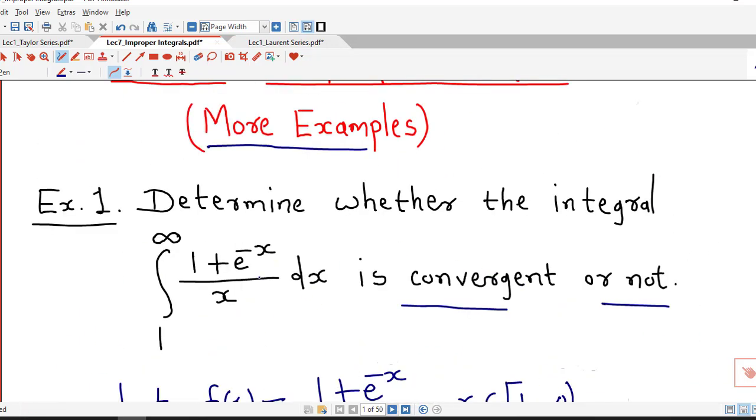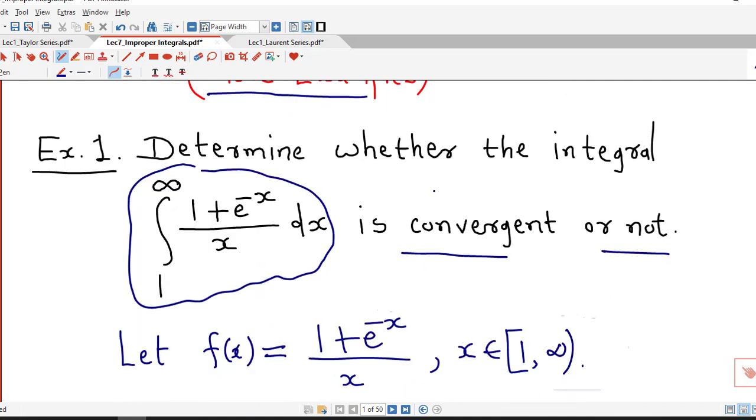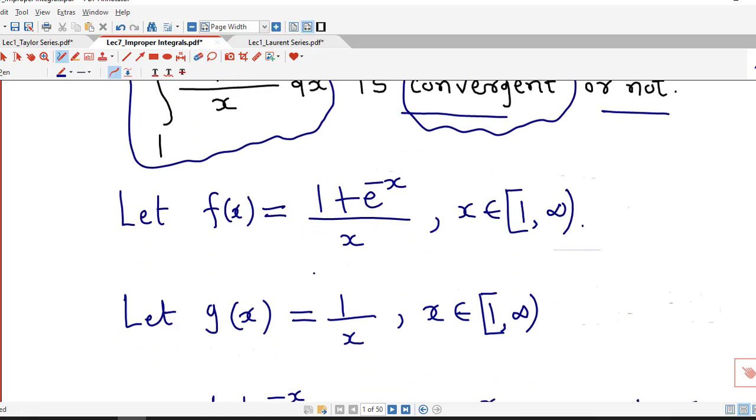So here we are not able to find the value of this improper integral, but without finding the value of this improper integral, we are able to decide its convergence by comparing this (1 plus e raised to minus x) by x with 1 by x.